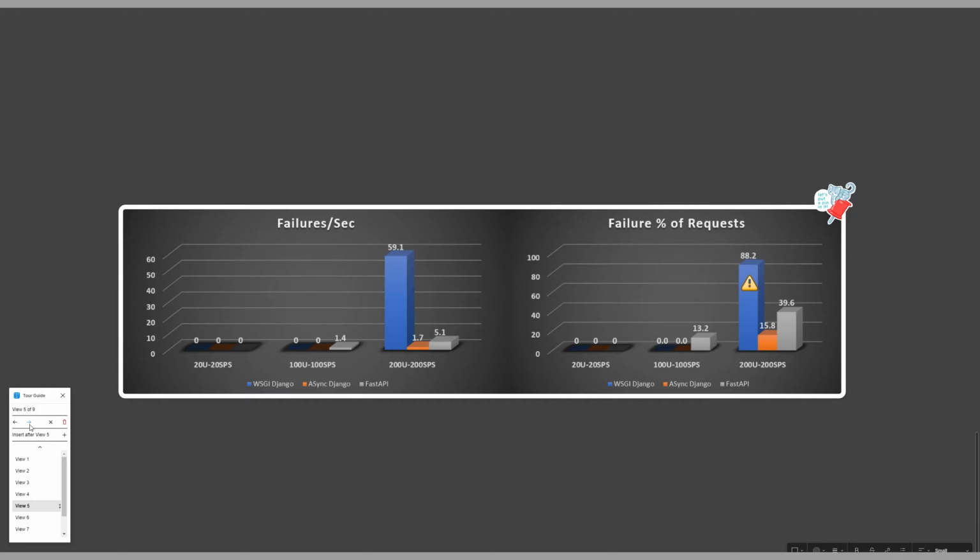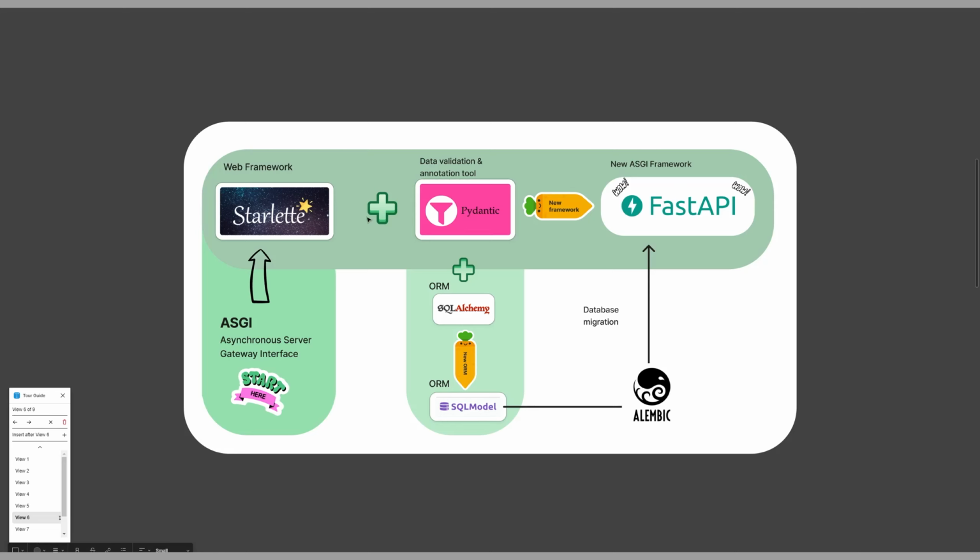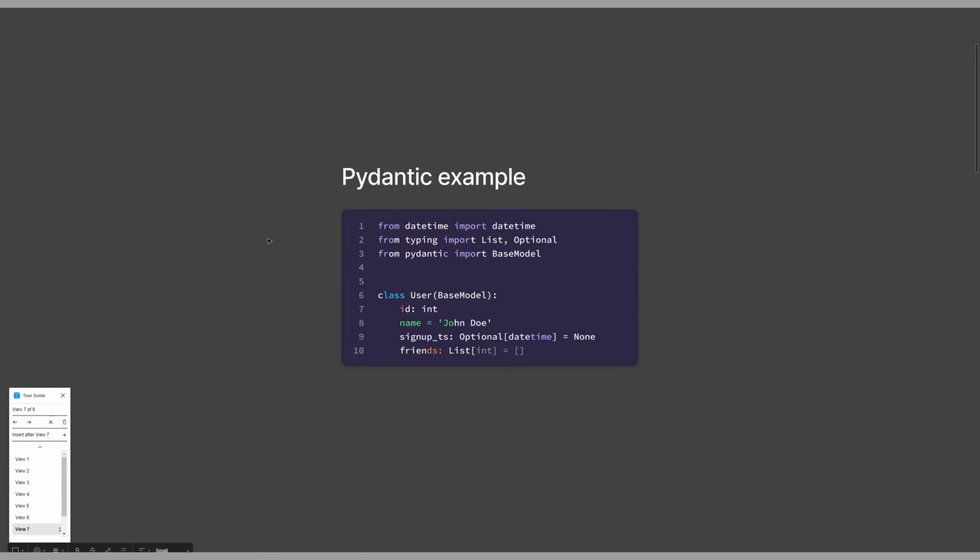So let's get back to our scheme. Starlette is a web framework that was based on ASGI, and FastAPI took Starlette and Pydantic, which is a data validation and annotation tool, to make a new framework. Pydantic is, well, how it looks. Usually it looks something like that.